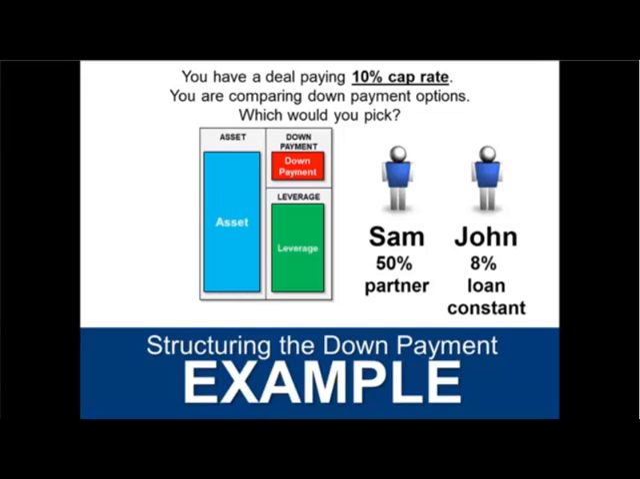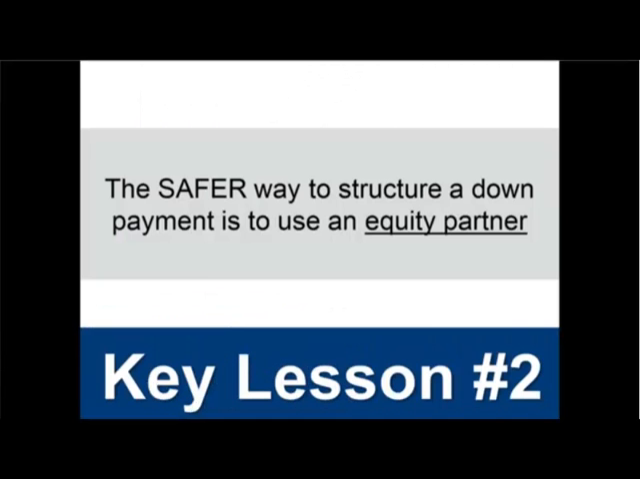So obviously the best way is to structure it with Sam to be a 50% partner, because it lowers the risk. So what's the key lesson for module number 2? Once again, we're only touching on 2 modules in this training. And I want to remind you there's something at the very end of this presentation that's going to blow your mind. Make sure you stick to the end, because you're going to thank us, okay? A key lesson for module number 2 is the safer way to structure a down payment is to use an equity partner.